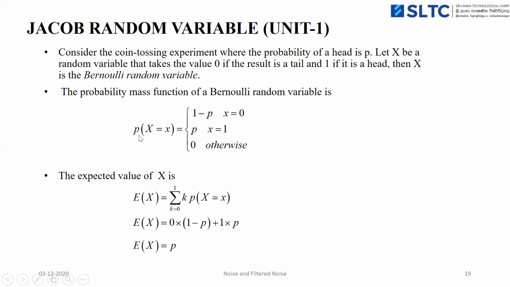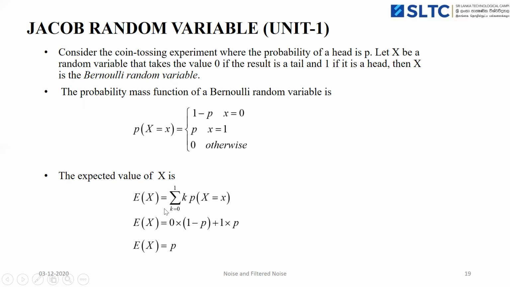It is denoted by P of X equal to x, which is equal to 1 minus p when x equal to 0, that is, the result of the experiment is tail, and p when the result of the experiment is head, 0 otherwise. You can find out the expected value of the Bernoulli random variable X.